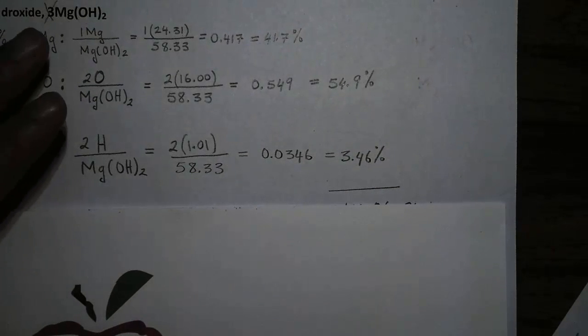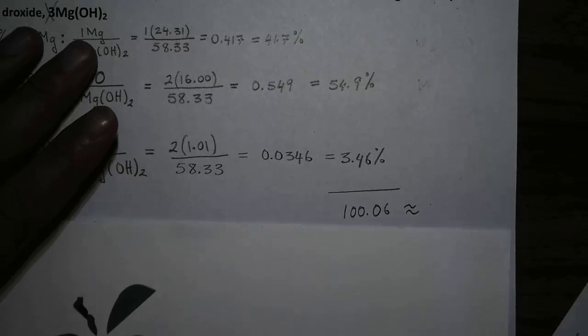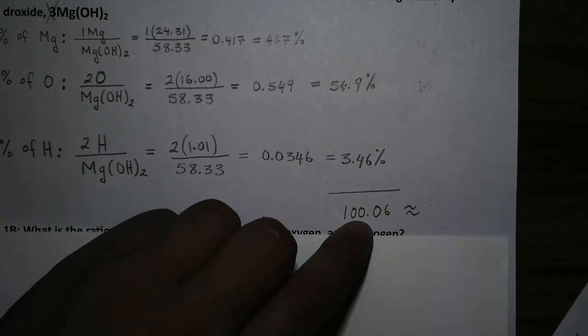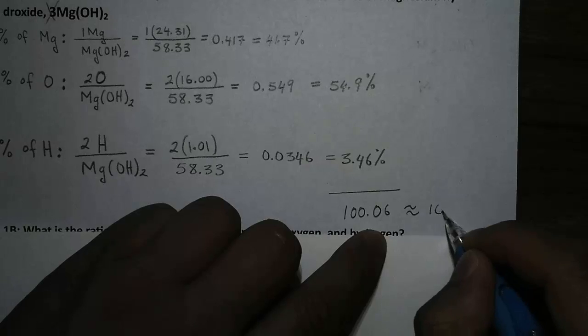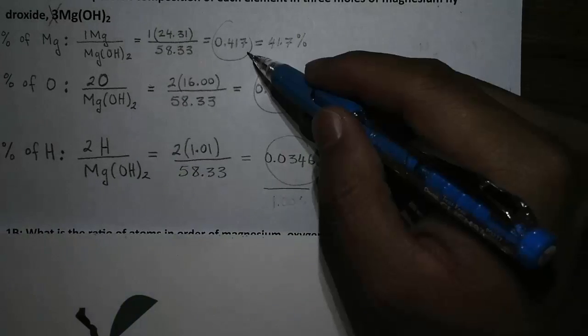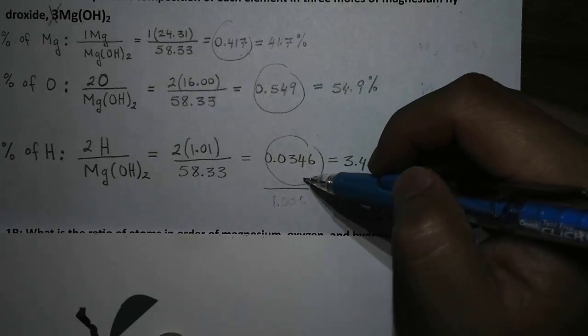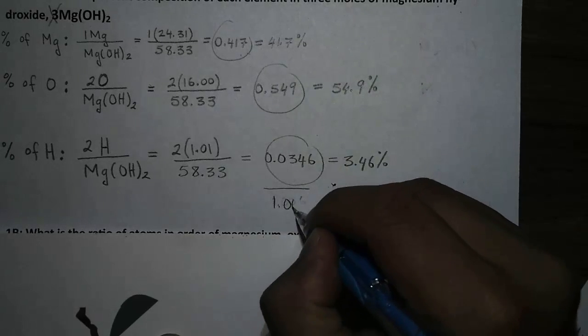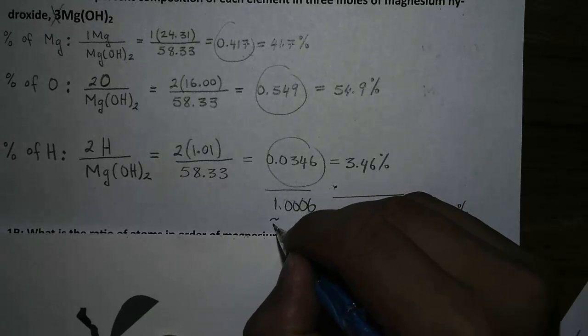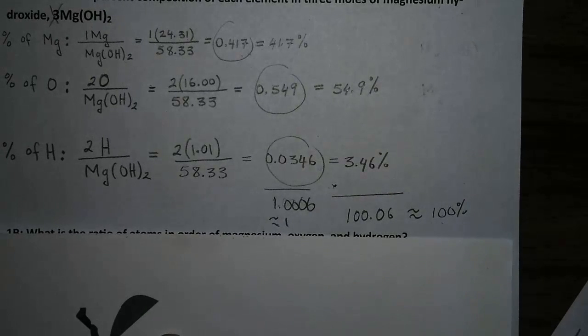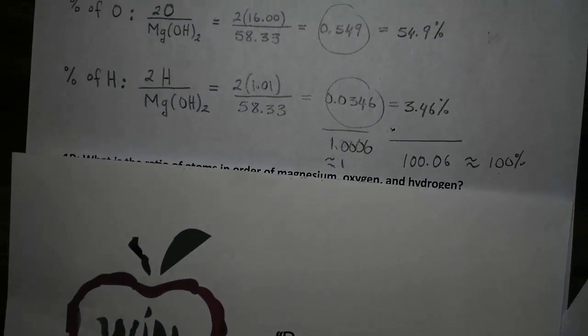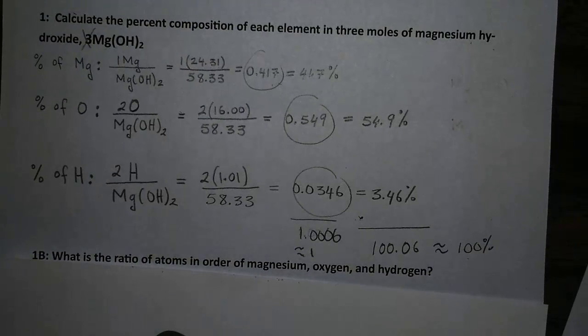And if we add all the percentages together, guess what's going to happen? It's going to equal about 100. In this case, it's equal to 100.06, which is very close to 100%. And if we look at the relative number of 1, if we add them all together, that would give us 1.006, which is very close to 1. See how the relative number is 1, in this case, percentage is out of 100. And that's how we calculate percent composition for each element in a compound.